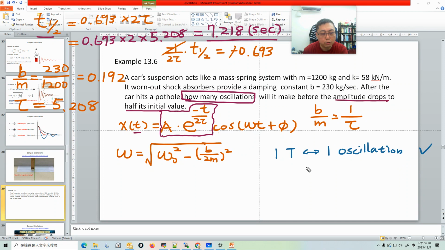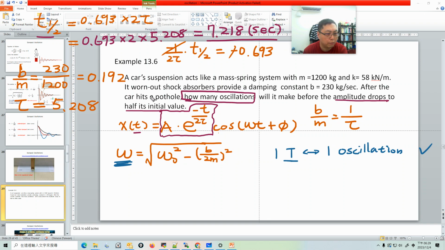So do we have any information for the period? We can calculate omega, and omega has something to do with the period. Omega is the angular frequency. Frequency and period are related to each other, so if we can get the frequency, we can get the period. So what's the angular frequency of the system?